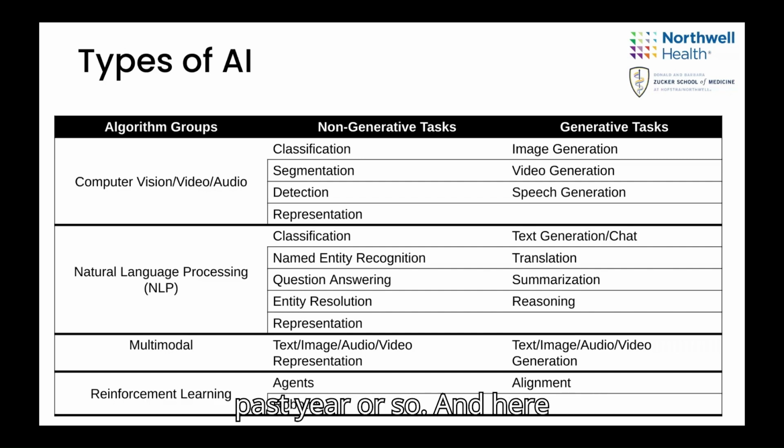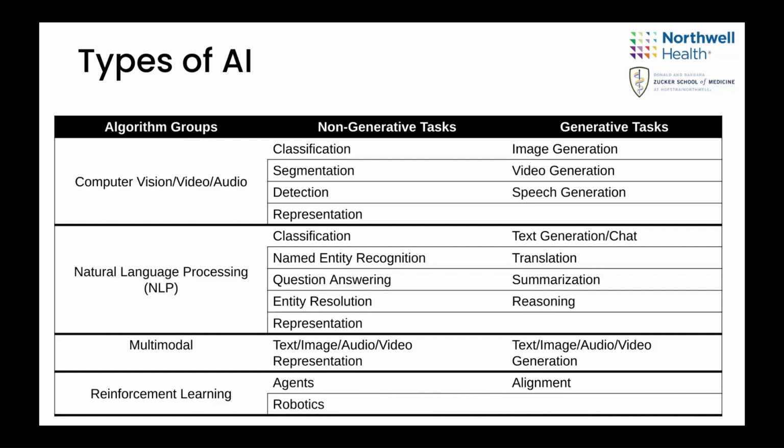This is a very interesting class of models that has really become mainstream in the past year or so. And here, reinforcement learning is another interesting group of algorithms which deals not so much with the data, it deals more with the decisions. Given a set of policies or decisions, can the algorithm learn which decision is going to give you the best outcome?